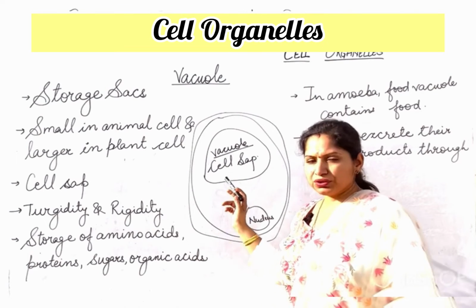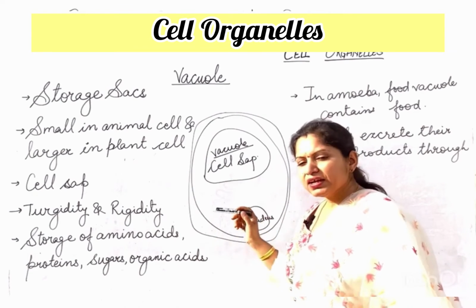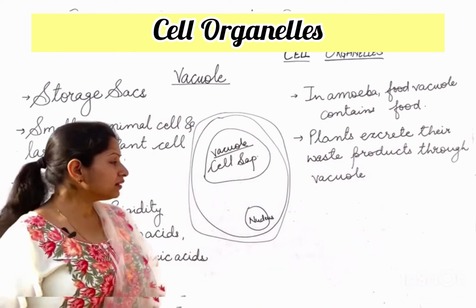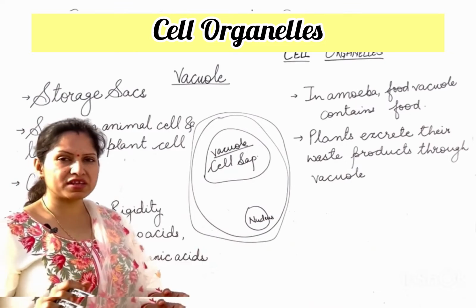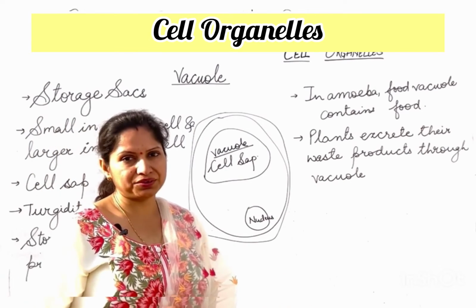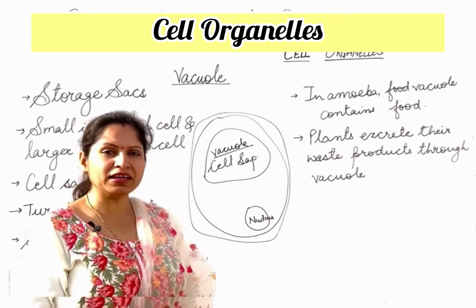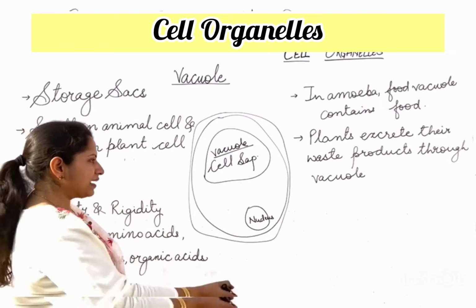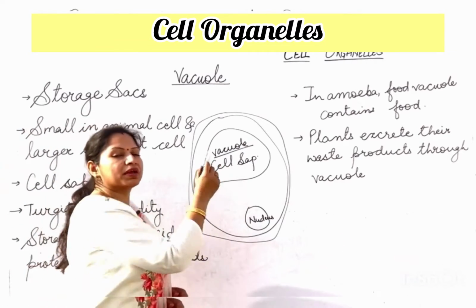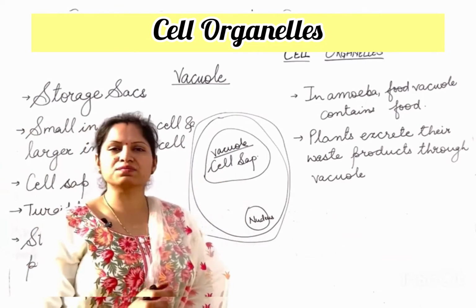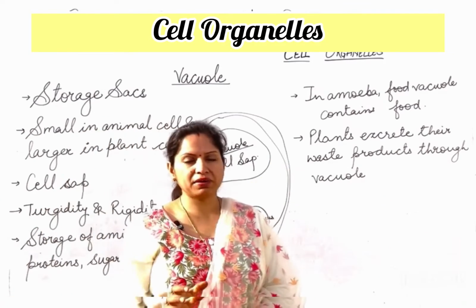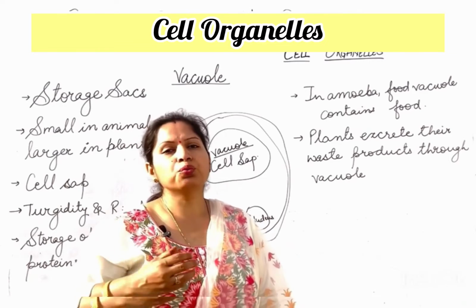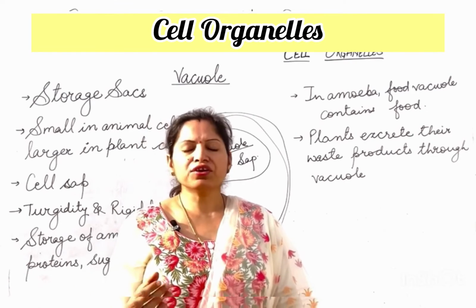The fluid present in the vacuole is known as cell sap. In case of plant cell, the nucleus is pushed to one corner of the cell because of the presence of a big vacuole. Whereas in case of animal cell, the nucleus is at the center of the cell because the vacuole is very small. The vacuole is also used by the plants to remove waste from the plant cells.